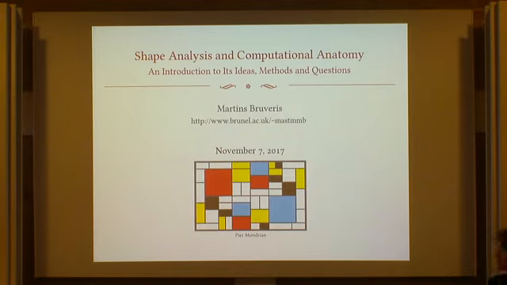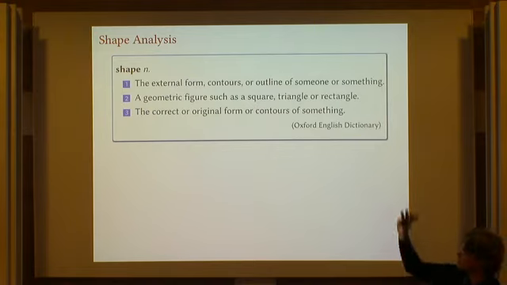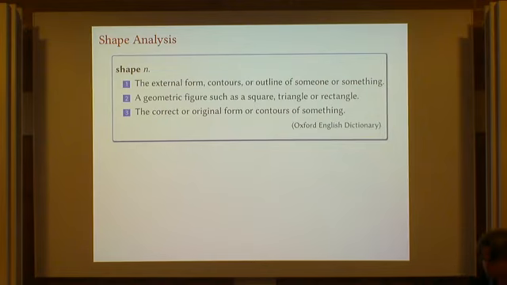So the word shape means many different things. And if you look at the dictionary, then there are several meanings. It can mean the external form, contours, or outline of some object. It can mean a shape as a geometric figure, as you saw in the painting on the title slide, or it can also mean the original form or contours of something, the shape of an idea or so.